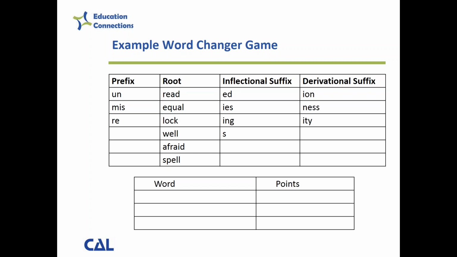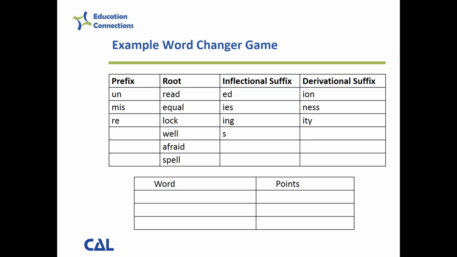So let's say, for example, they see that mis can be combined with spell to form the new word misspell. That's a prefix and a root word, and for that they would gain 1 point. Or they might take the word spell and add an ing to it. Spelling, that is a root word and a suffix. That would be an additional point. But if the group can come up with all 3, a prefix, a root word, and a suffix, like misspelling, they will get 2 points.